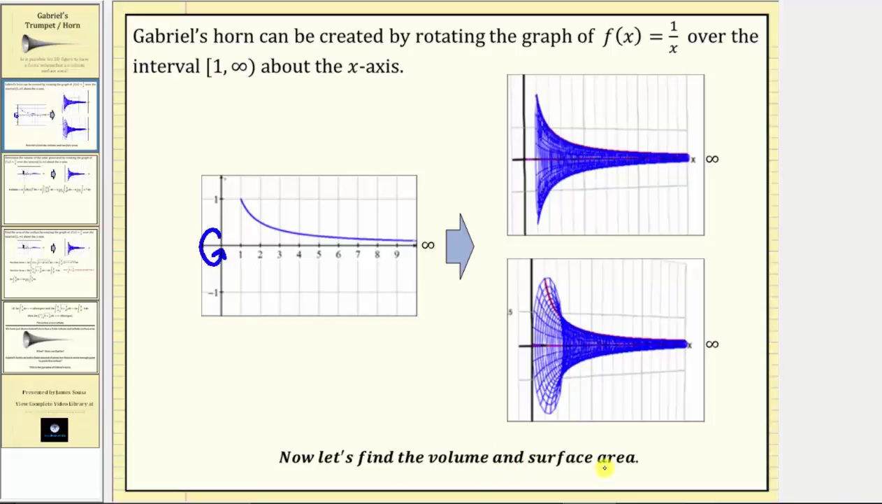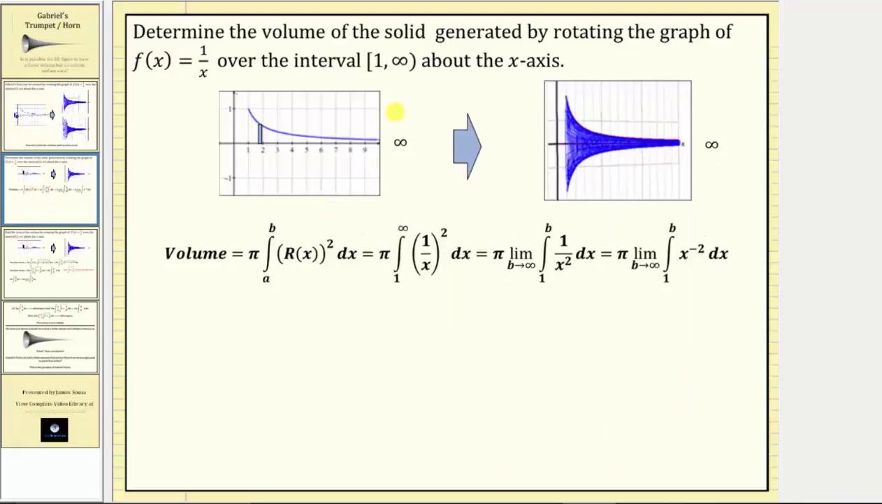And now let's find the volume and surface area of Gabriel's horn. To find the volume, we will use the disk method, and therefore the volume equals pi times the integral from a to b of the square of big R of x differential x, where big R of x is the radius function, and because we have rotation about the x-axis, the radius is just equal to 1 divided by x. And therefore the volume equals pi times the integral from 1 to infinity of the square of 1 divided by x differential x. Notice how we do have an improper integral here because we have an upper limit of infinity, and therefore we can write this as pi times the limit as b approaches infinity of the integral from 1 to b of 1 divided by x squared differential x.